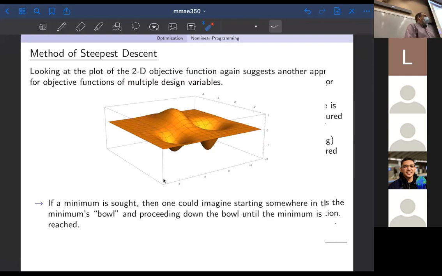It's very intuitive. It's easy to see what it's intending to do, but it's quite slow. It can be very tedious to actually carry out for complicated problems. So basically, as long as you start somewhere in the particular bowl that has the minimum, you will end up at the minimum eventually. It may take a while to get there, but eventually you will get there.